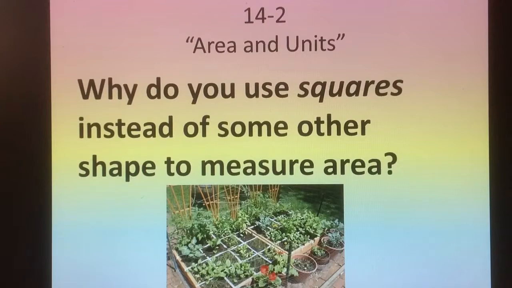Why do you use squares instead of some other shape to measure area? We talked about how squares cover the whole area without overlapping or leaving any gaps. Circles and triangles couldn't be used that way.